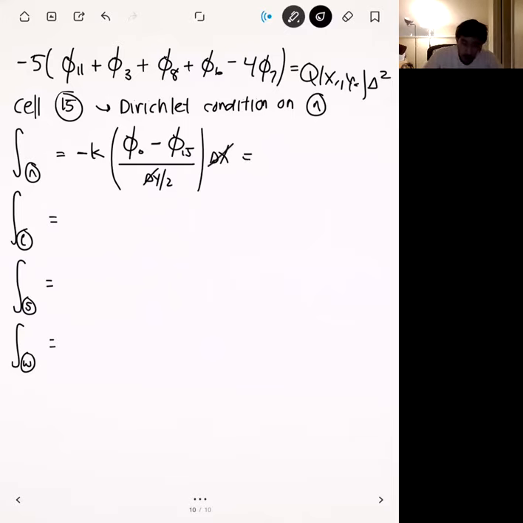And so we can cancel out delta y and delta x because we're assuming they're the same. Our Dirichlet boundary condition here is 60, so let's go ahead and plug in that. And then our k value here is 5, right? And so what we get from this is 5 times 60, which is 300, times 2, which is 600.